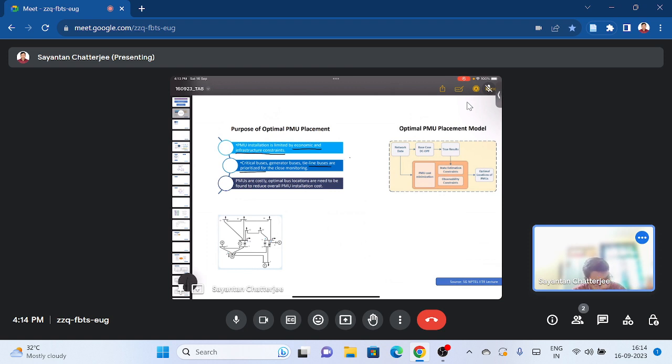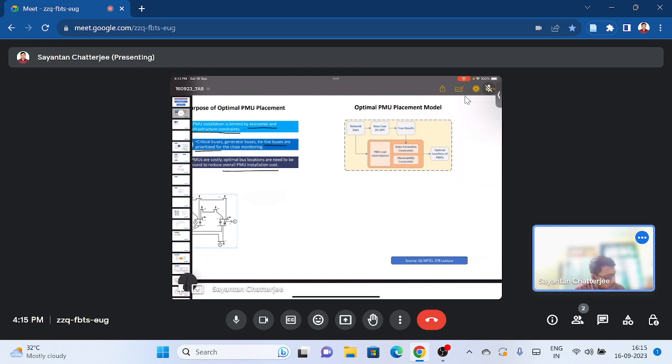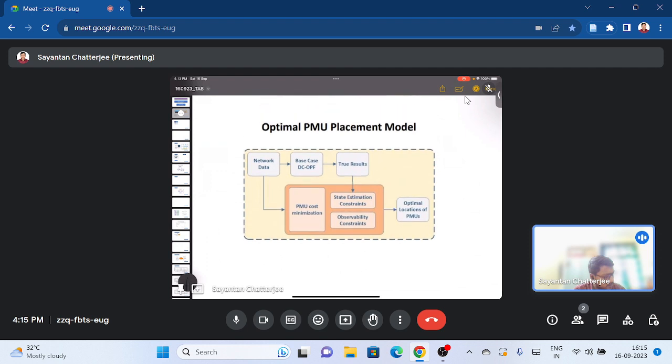These PMUs give us the options for advanced controlling and monitoring actions, and the optimal bus locations need to be found out perfectly. Based on the above discussion of economic and infrastructural constraints, and the buses that need to be monitored, the optimal bus locations need to be found so as to utilize the infrastructural advantages at minimum cost. That's the objective. This is the optimal PMU placement model.